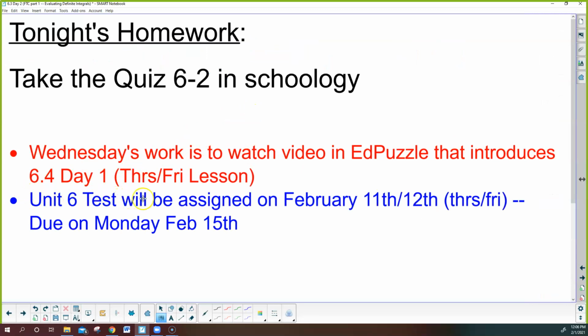And then just a friendly reminder, our test will be assigned next Thursday, Friday, so the 11th and the 12th. You'll have the weekend to do it, and it'll be due on, is that President's Day? Yeah, President's Day. You don't have school on Monday, but that's when it's due. So just so you can plan ahead, and with that being said, all missing work will need to be in on that Wednesday, February 10th. So get your work in.